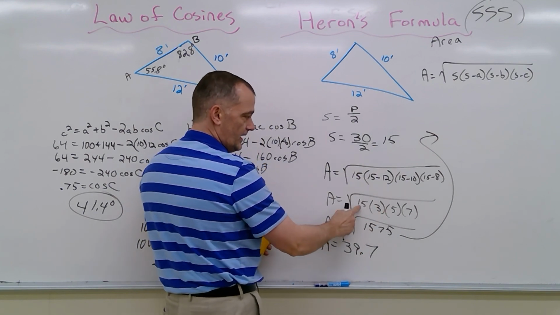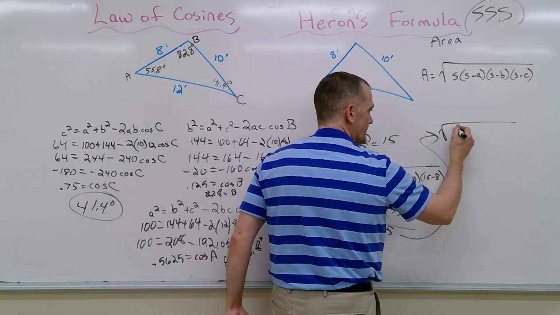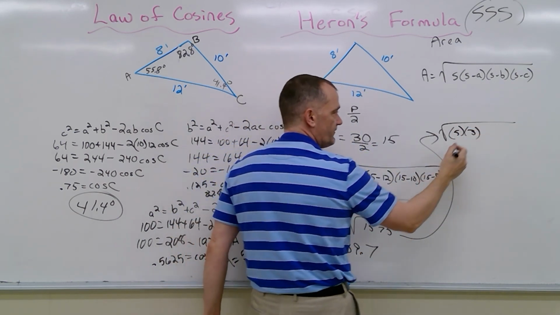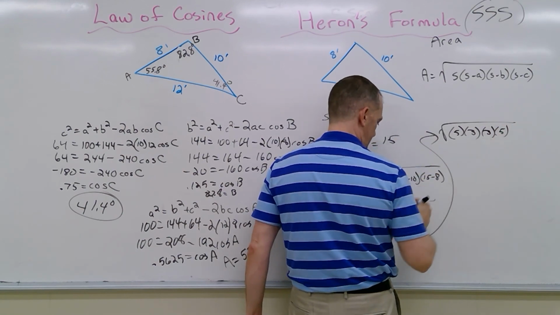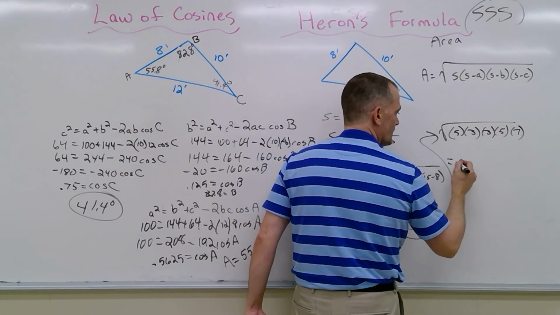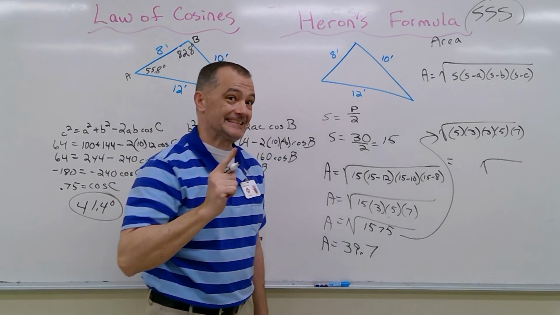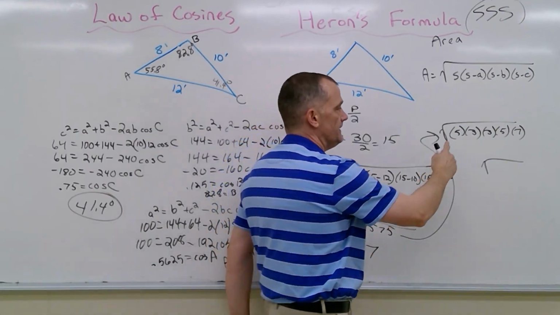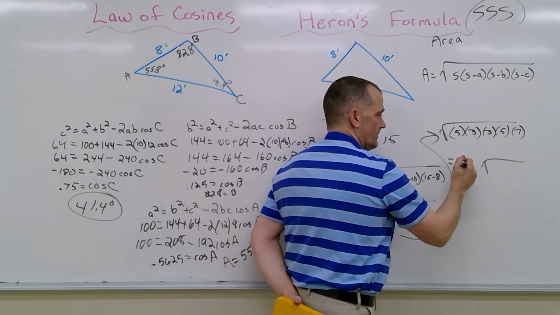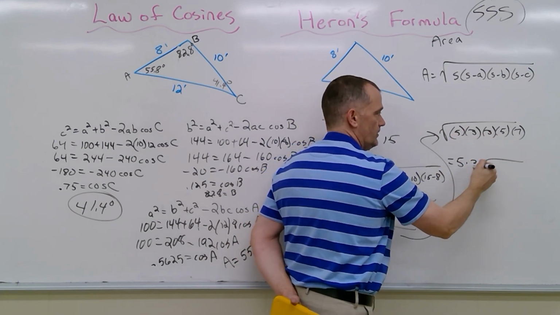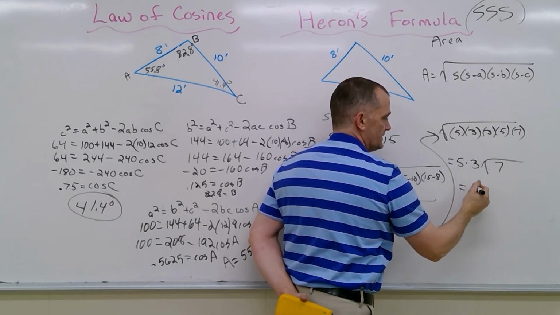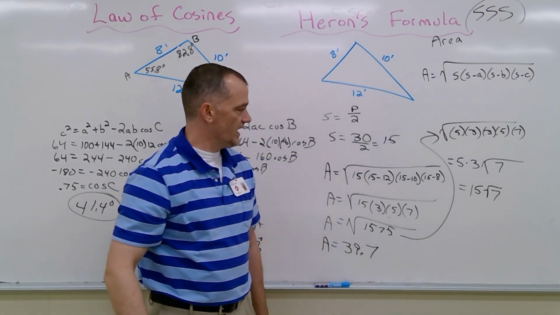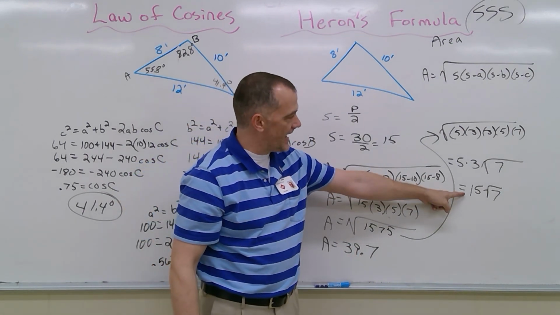multiplying these together, 15, well, that's just 5 times 3. I've already got a 3 and a 5. And then I've got 7 right there. So the square root of all of this, the exact area, remember this is an approximation, the exact area would be 5 and 5, 3 and 3, 7. So this is nothing more than 15 times the square root of 7, which is 39.7. So this is the exact value of it.